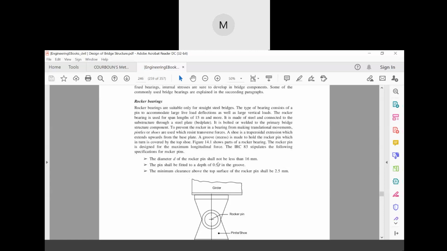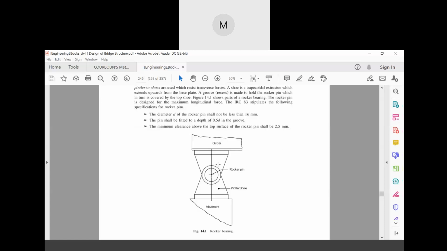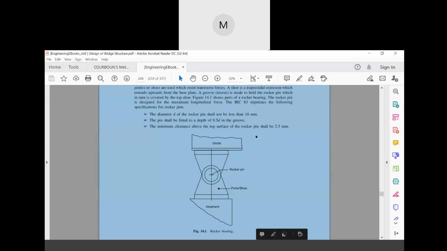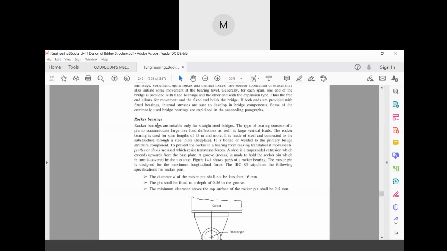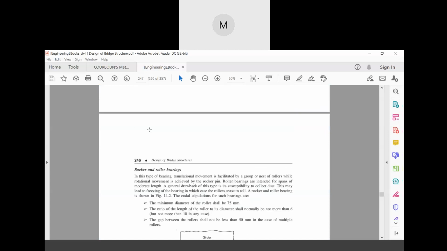Now, following are the specifications for rocker pins. The diameter of the rocker pin shall not be less than 16 mm. So, these are certain specifications as per IRC 83, Indian Road Congress 83. The pin shall be fitted to a depth of 0.5 d in the groove. Then the minimum clearance above the top surface of the rocker pin shall be 2.5 mm. So these are the certain criteria that you'll have to consider while designing the rocker bearings.